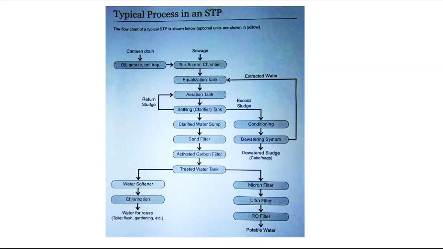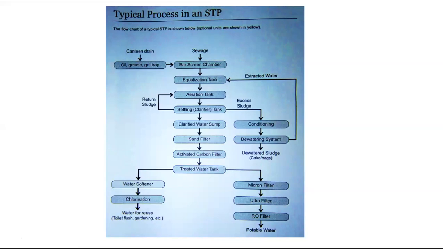That is called chlorination. Then they will supply it into the network for the toilet, gardening, etc. For irrigation, they will supply into the network. This is one method, and another method is that the treated water from the treated water tank we put into the micron filter. This is an advanced filtering method, the micron filter.